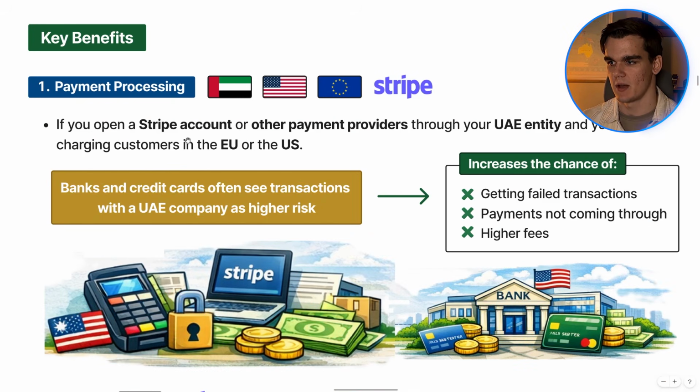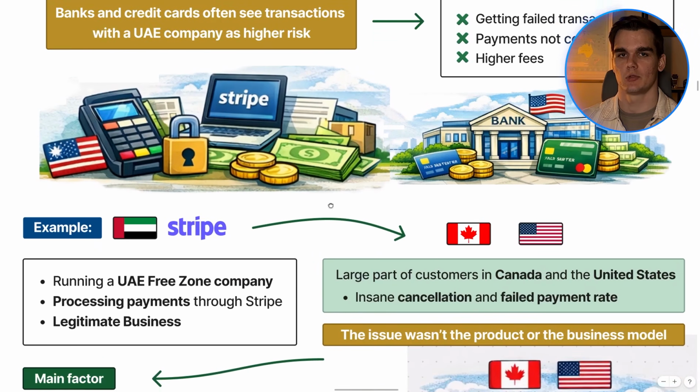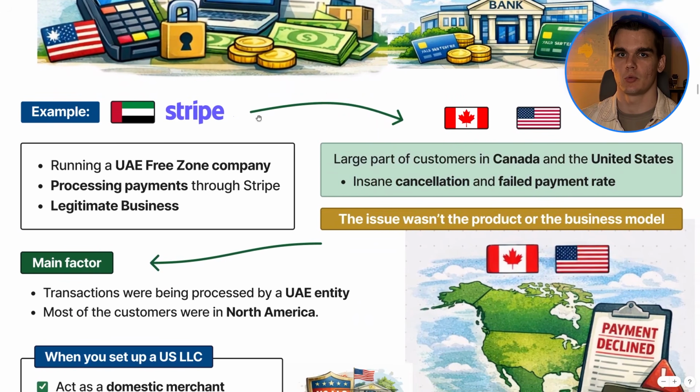If you open a Stripe account or other payment providers through your UAE entity and start charging customers in the EU or the US, these banks and credit cards often see transactions with a UAE company as higher risk. This increases the chance of getting failed transactions, payments not coming through, and also higher fees. I actually saw this recently with a client who also runs a UAE Free Zone company and was processing payments through Stripe. His business itself was completely legitimate, but a large part of his customers in Canada and the United States had an insane cancellation and failed payment rate.